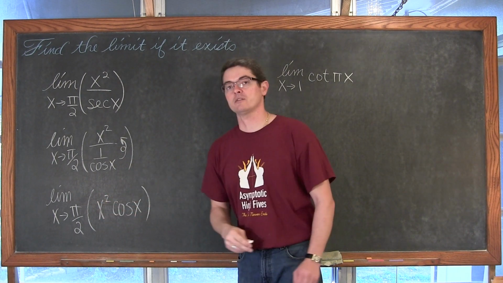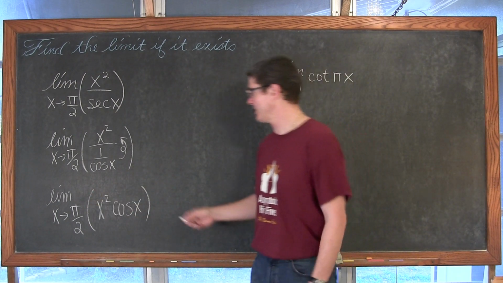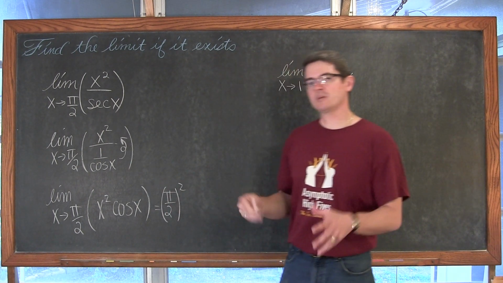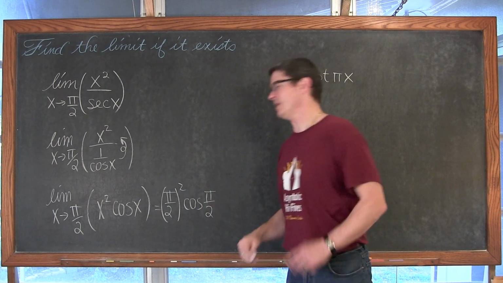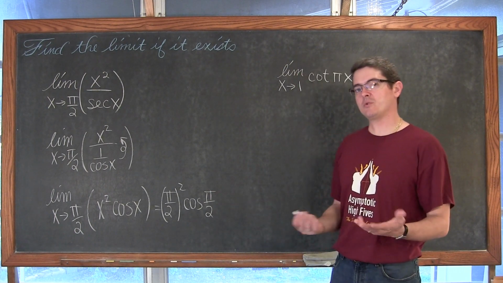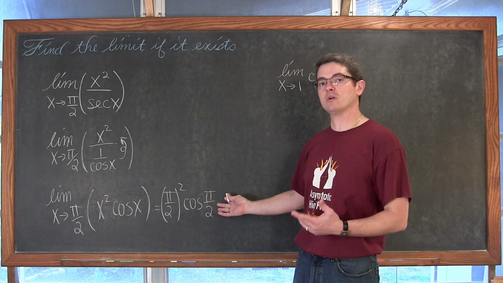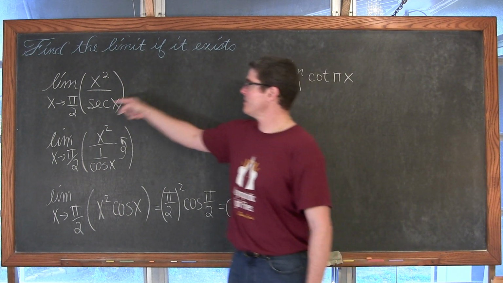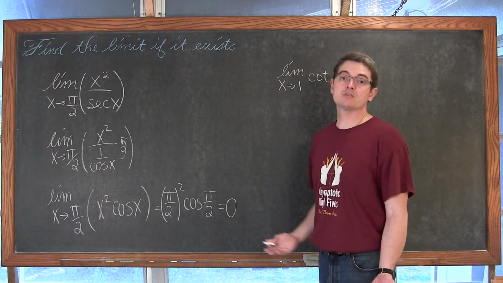Now this function is not undefined at that particular value, so I can find the limit by just doing direct substitution. We have pi/2 squared, which is pi squared over 4, times the cosine of pi/2. Well, I just said a second ago that the cosine of pi/2 is equal to 0. So this is all being multiplied together. If one factor of a term is 0, then the entire thing is equal to 0, and that is the limit. The limit as x approaches pi/2 of x squared over secant of x is just 0.